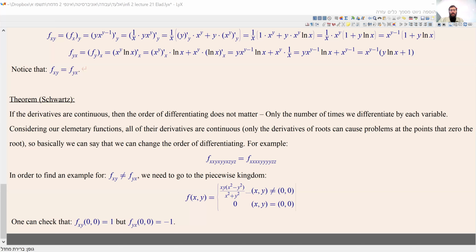Any questions about that? Okay. So go back a little. The derivatives.